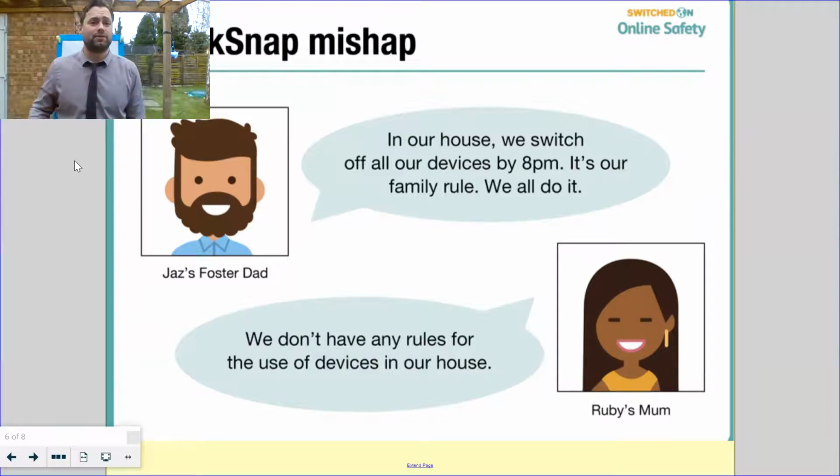Ruby's mum doesn't have any rules, and that may be the case for some of you. And look, it's absolutely fine to have different rules in different households, but you have to respect the rules that have been put on. So really, what should happen in this case is Jazz should say to Ruby, look, all our devices are off at 8 o'clock. You know that. And instead of Ruby saying, oh, you need to break that rule, that's peer pressure, what she should be saying is, okay, that's fine, I understand. You can't message after 8 o'clock.